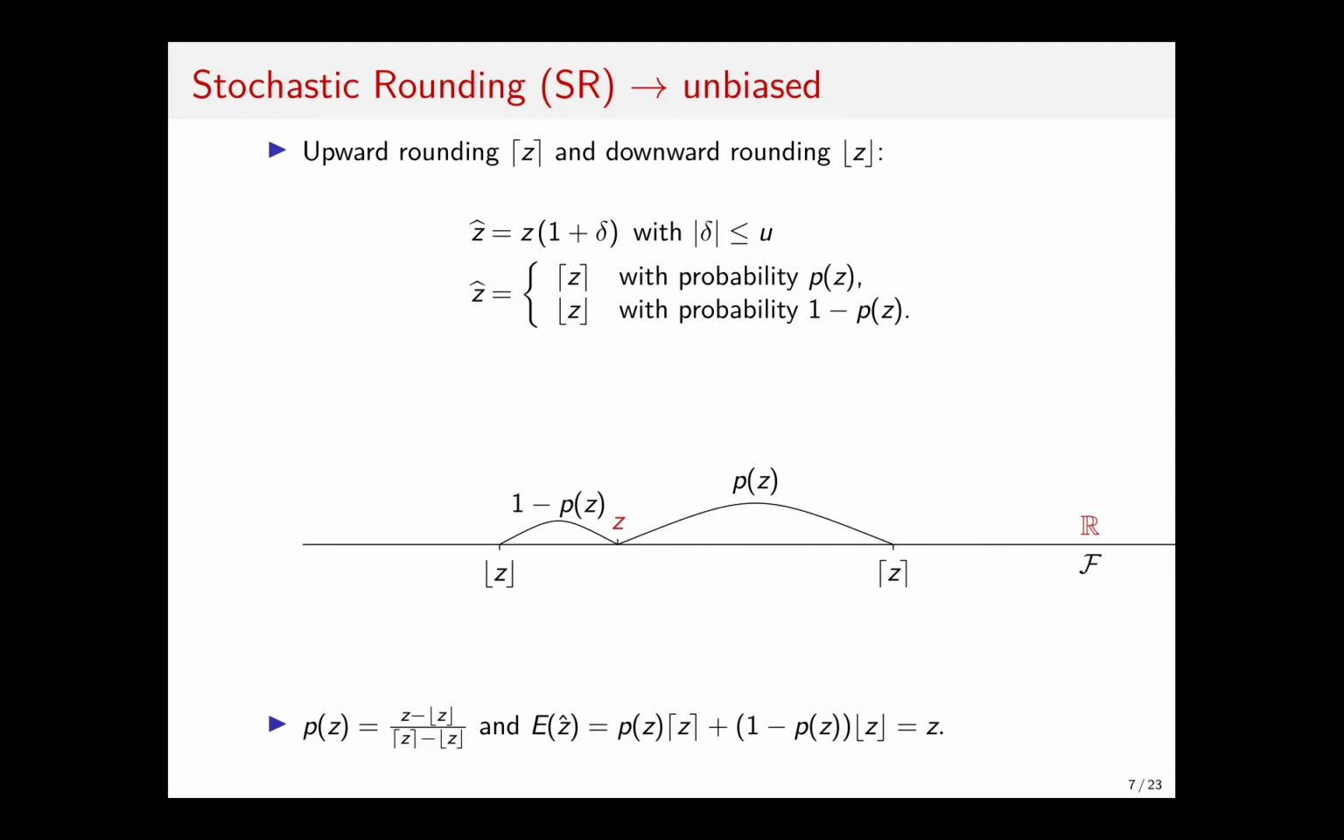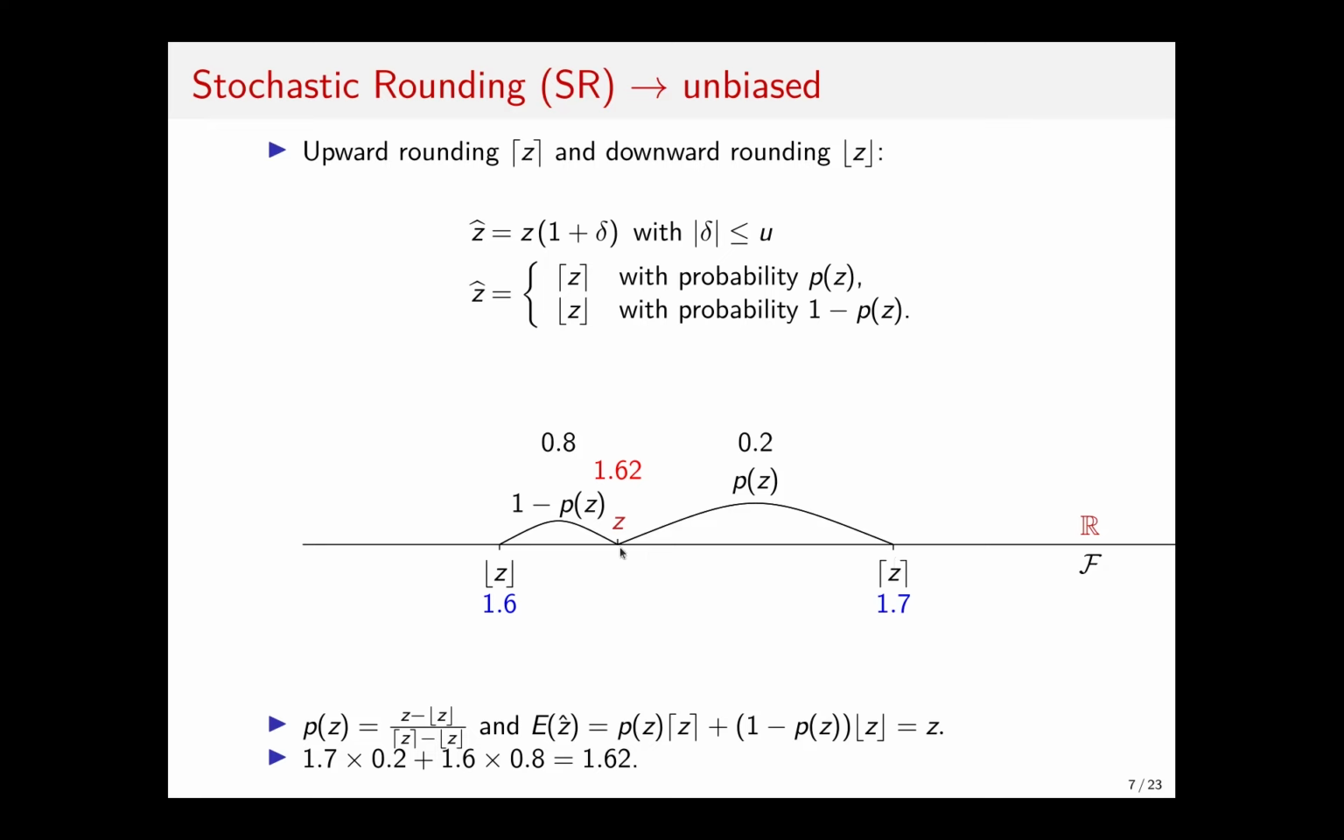The way that we choose this p(z) is the way that makes the computation unbiased. That means that the expected value of z hat is going to be the exact mathematical result z. So we have only one possibility to achieve this, and that is for p(z) written as z minus z bottom divided by the size of the interval. So in fact, what it means is that we are going to round bottom or top depending on the position of z in the interval.